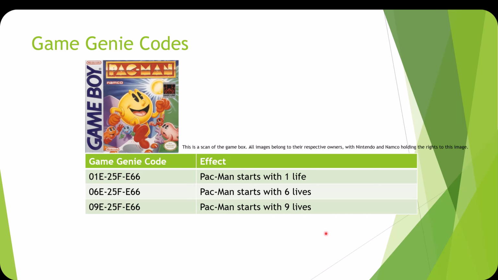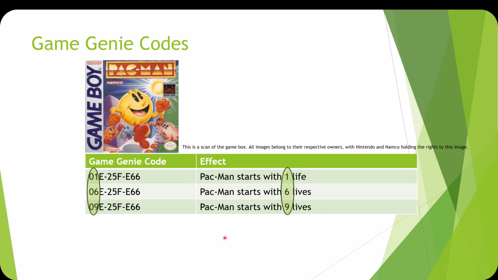So maybe you noticed already. There's a clear pattern here. And this is the pattern: 1, 6, and 9. This is part of the code, you see, clearly. The first two numbers of the Game Genie code that we input in the device are actually the number of lives that Pac-Man is going to start with. So we are one step closer to actually decoding how the Game Genie codes work, okay?